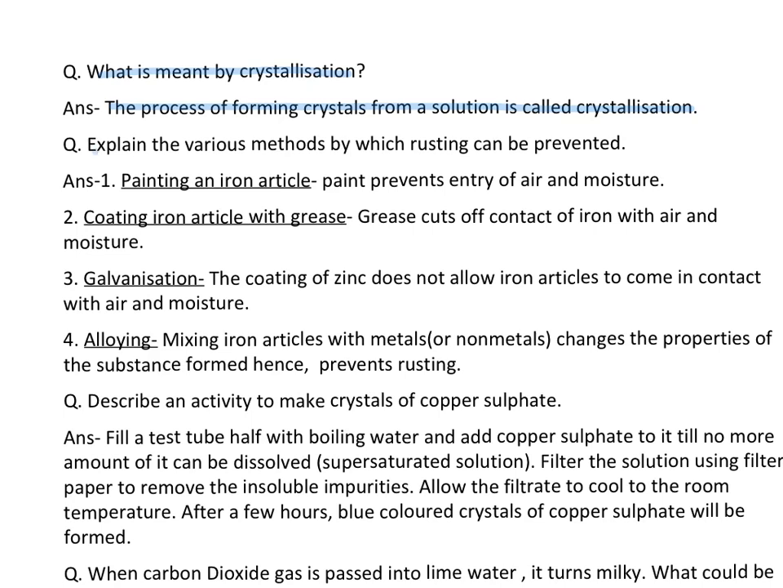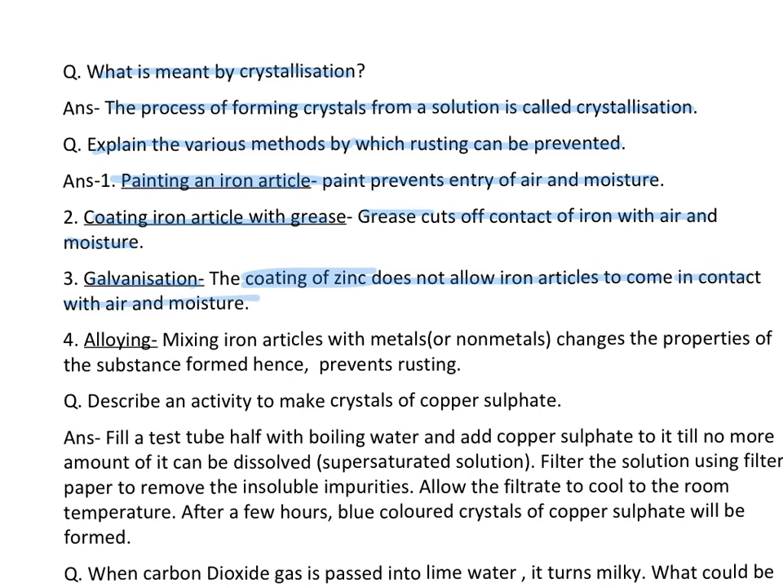Next question, explain the various methods by which rusting can be prevented. The first method is painting an iron article. What paint does is, paint prevents entry of air and moisture. Next is coating iron article with grease. In this, grease cuts off contact of iron with air and moisture. Third one, galvanization. In galvanization, we put a coat of zinc over iron article. So the coat of zinc does not allow iron article to come in contact with air and moisture.